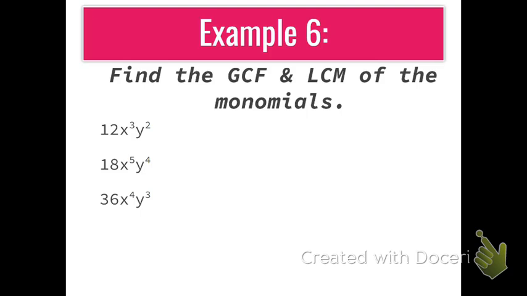And here we are now ready to do our very last problem with 3 monomials. Now everything works basically the same. We're going to start by finding the prime factorization of just the numerical part. So the 12, that's 2 times 6, and the 6 is 2 times 3. And then the 18, that's 2 times 9, and the 9 is 3 times 3. And the 36, that's 2 times 18. The 18 is 2 times 9, 9 is 3 times 3.